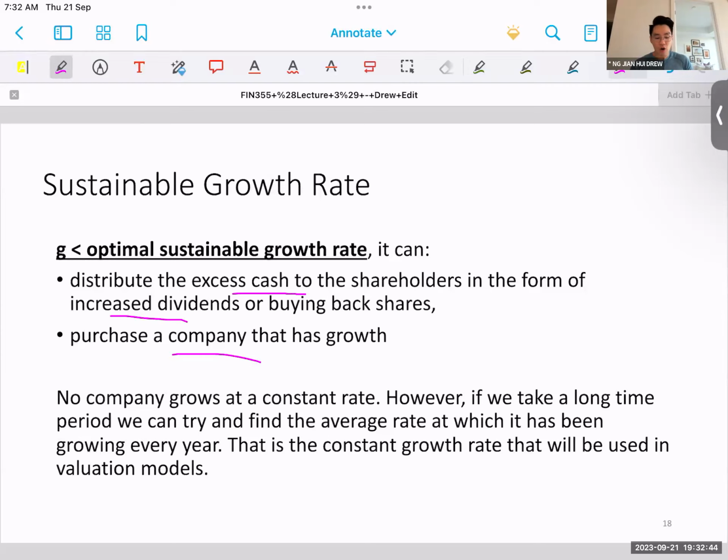So this is just a small comment that no company actually grows at a constant rate. However, what we can do is take a historical average over many years, and calculate the average growth rate of the company.